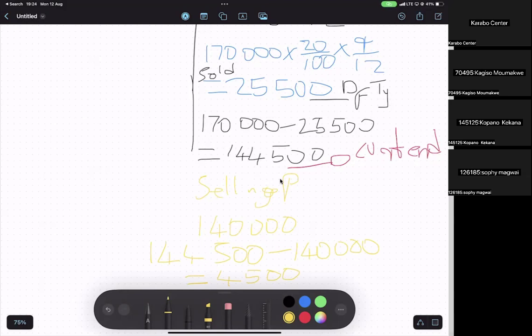Some of you may ask yourself, why is it a loss? How do you see if it's a loss? If your asset is valued at a price that is more than what you sold it for, it means you made a loss. For example, if you have shoes that are worth 2,500 and you sell them for 2,000, you've made a loss of 500, because you sold them below their worth. So we sold our asset below its worth, and that's why we made a loss of 4,500.